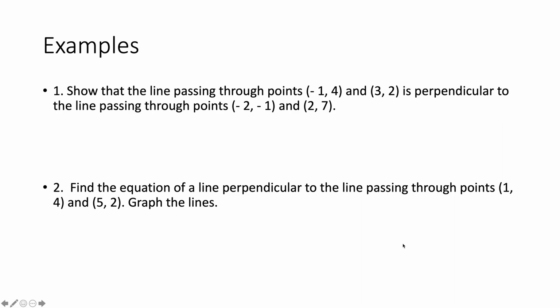So, next up, first question. Show that the line passing through the points -1, 4 and 3, 2 is perpendicular to the line passing through the points -2, -1, and 2, 7. Well, all you have to do in this particular problem is show that the slope of the first 2 points is the negative reciprocal of the slope of the second 2 points. Go ahead. Do both sets of points.